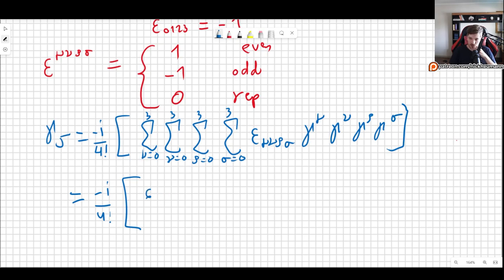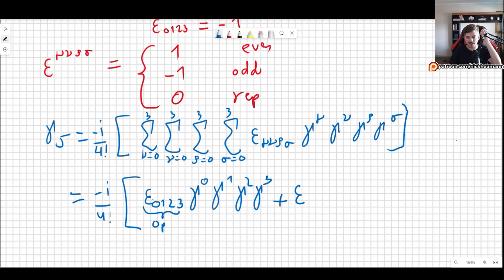So the first one would be 0, 1, 2, 3, right? No repeated ones. So mu is 0, nu is 1, rho is 2, and sigma is 3. Plus, now comes the next possibility. So this one, by the way, has zero permutations, so we will keep in mind that this has a value of minus 1 because of the convention that we're using. You may have seen other conventions, it doesn't matter.